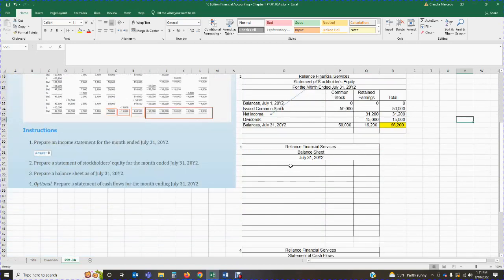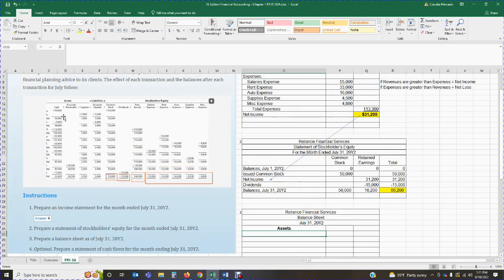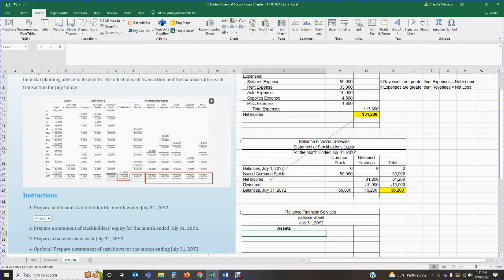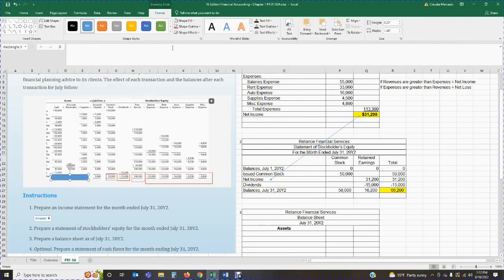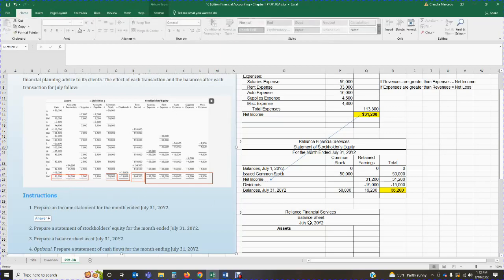Next, we have our balance sheet. Our balance sheet includes our assets, our liabilities, and our stockholders' equity, okay? So we're going to begin with our assets, okay? So we're going to bring in anything that is an asset, and we have 3 asset accounts, okay? So we're going to bring in our cash, our accounts receivable, and our supplies, okay? So we're going to bring in the balances on these 3 accounts, which are our asset accounts. Okay, so assets, we have cash, accounts receivable, and supplies. And then we're going to calculate our total assets.